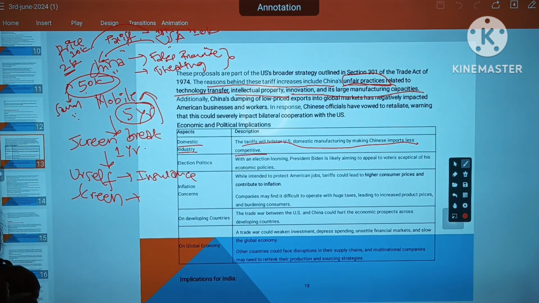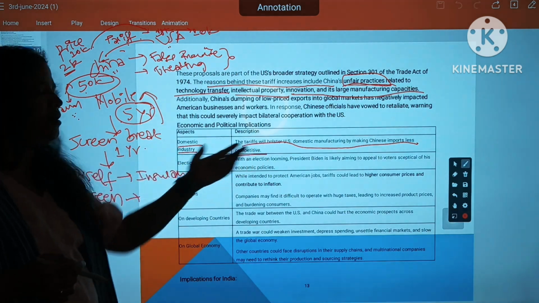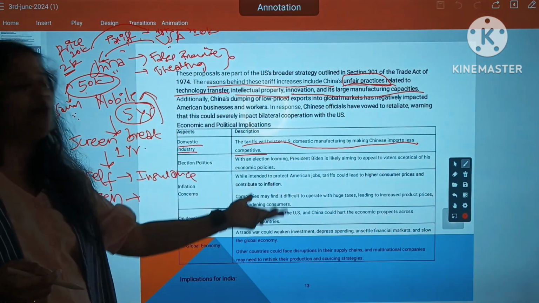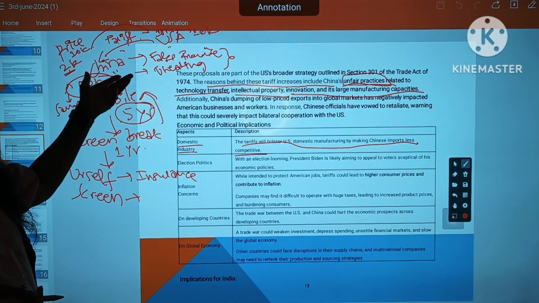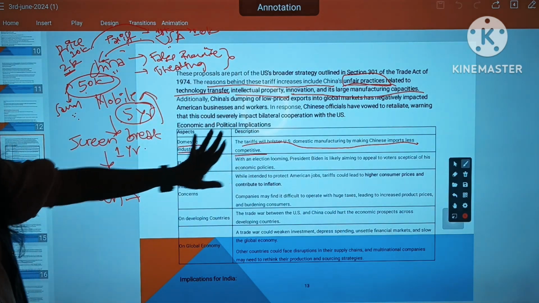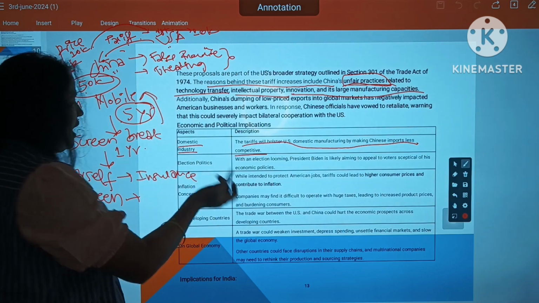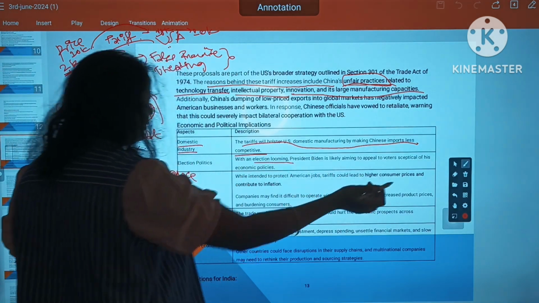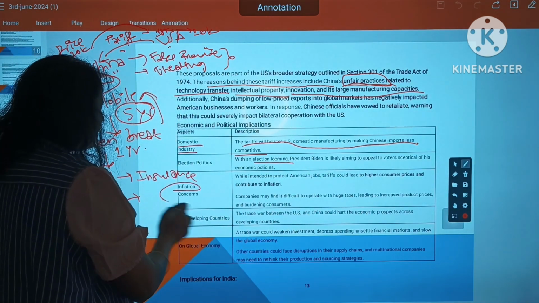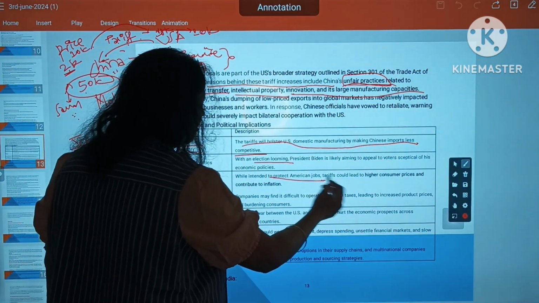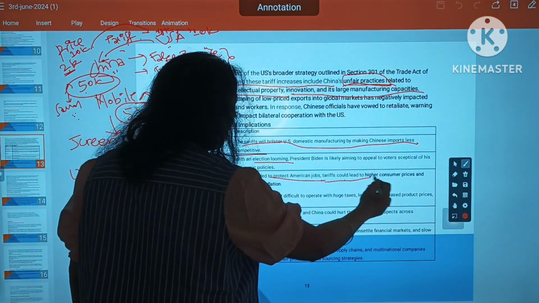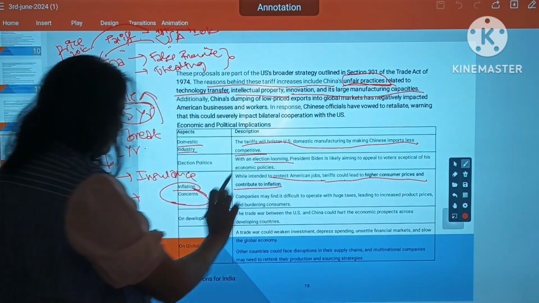China's import dependency will also reduce. US people can take mobiles from local manufacturers also, because they can compare both and buy from the local market too. Election politics: due to the election, this is one step. Inflation concerns: to protect American jobs, tariffs could lead to higher consumer prices and contribute to inflation.